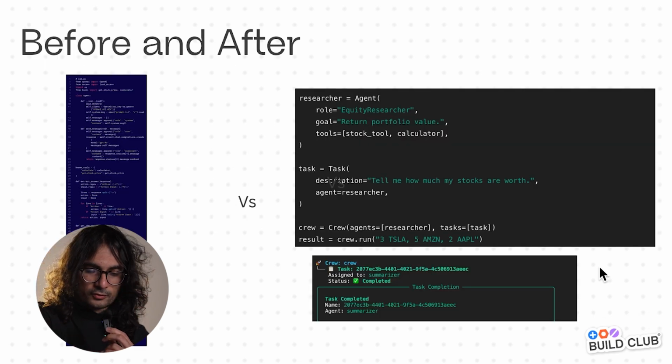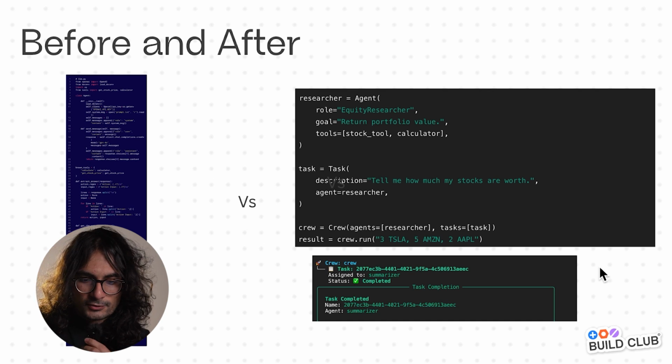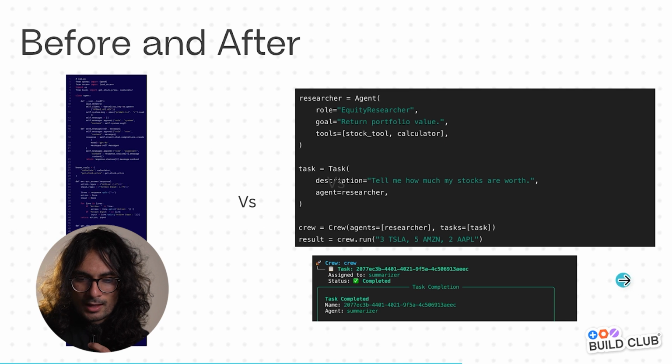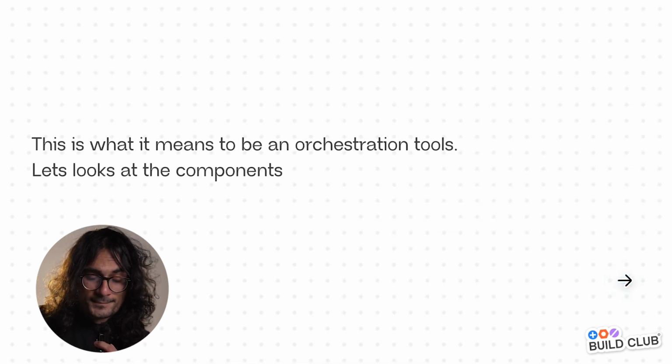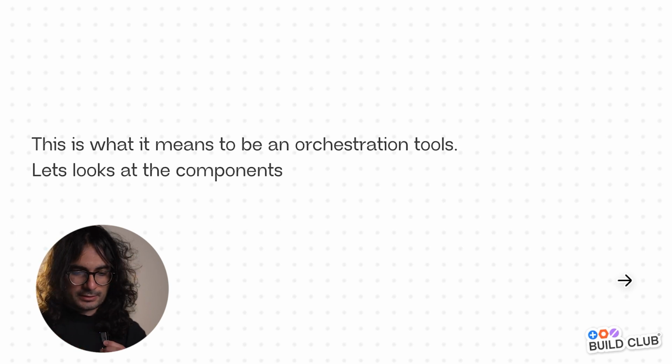So you had all of your code, which is the previous code, and this is basically the same code that you're doing with CrewAI. You're creating an agent, you're giving it a task, and you're running a crew. And you can even see the neat observability that you get, where you can see what's happening. This is what an orchestration looks like. And let's look at its components.